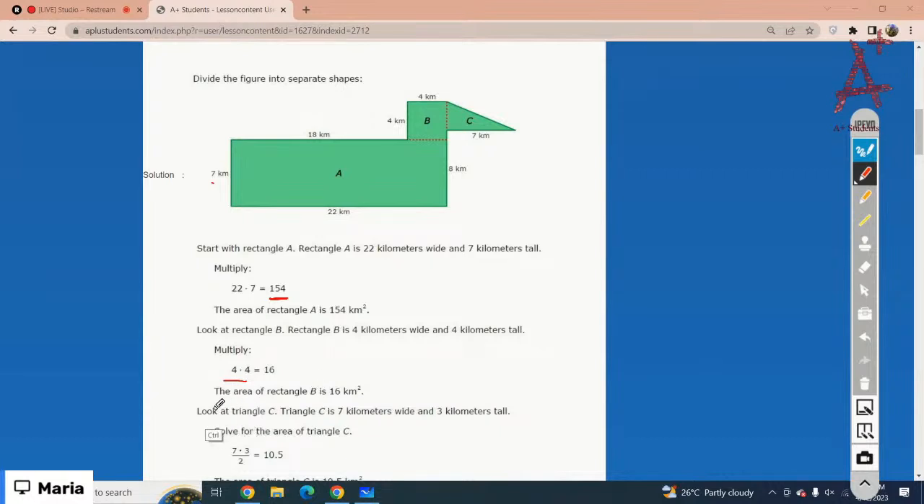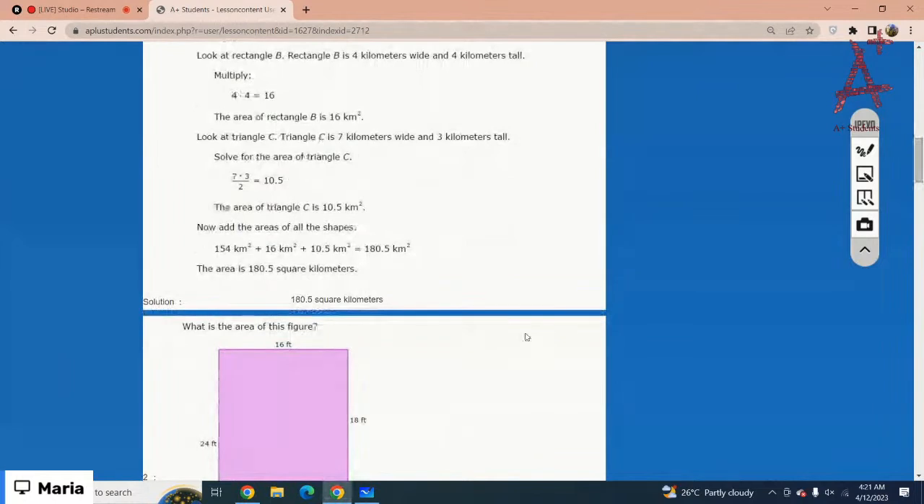Then you have to calculate the area of the triangle. The triangle is 7 kilometers wide and 3 kilometers tall. So just base times height divided by 2. So it would be 10.5. Got it? So to calculate the total area of the shape, you just have to add up all the areas. Got it? See, here you have added all the areas of the three shapes. Then that would be the area of the complete shape. Got it?